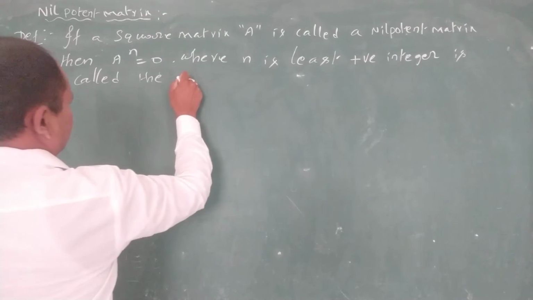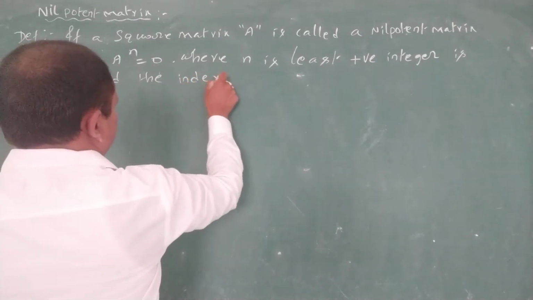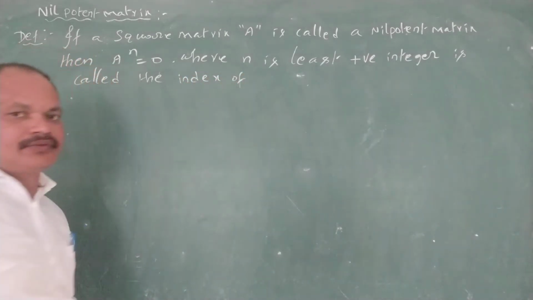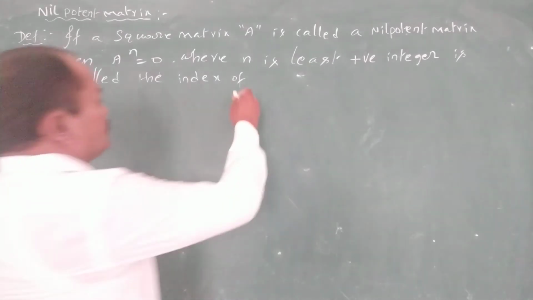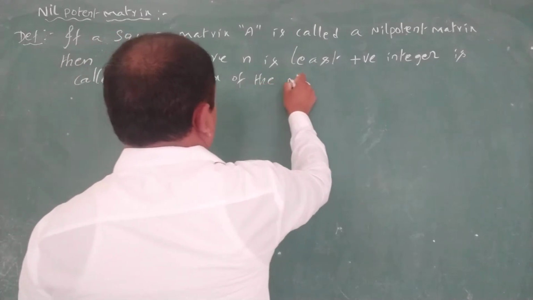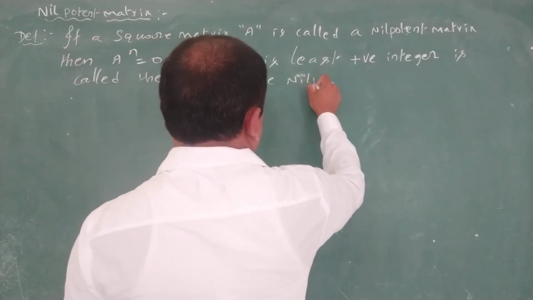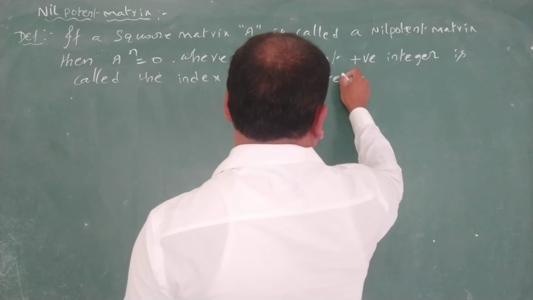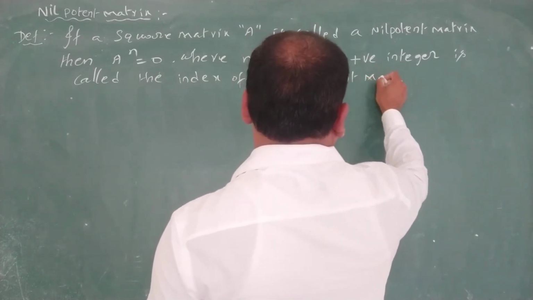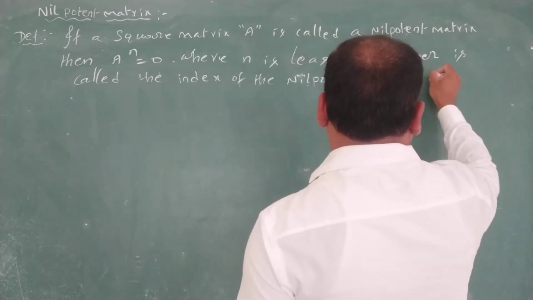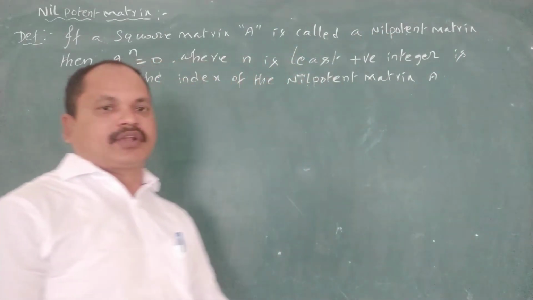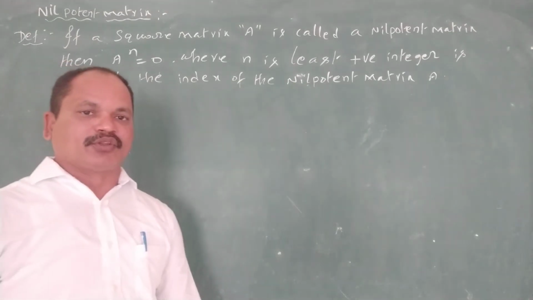the index of the nilpotent matrix. Index of the nilpotent matrix A. Okay. Now we have to take one example on this concept.